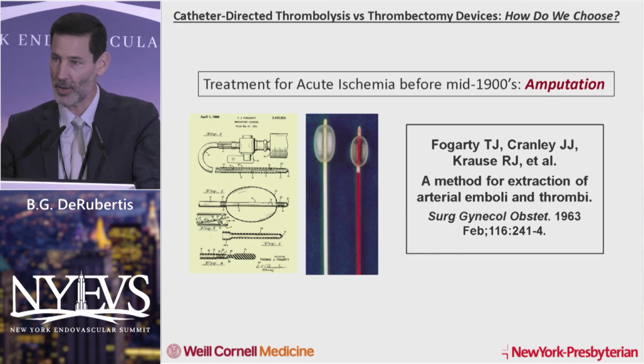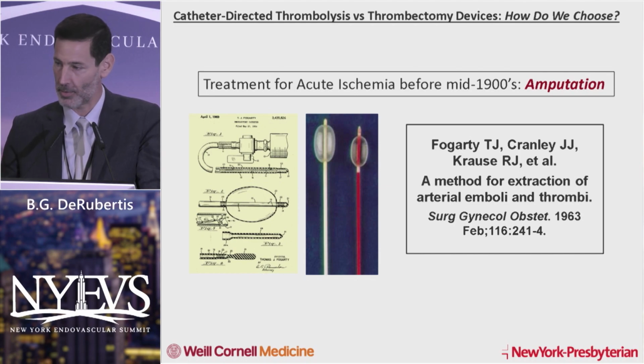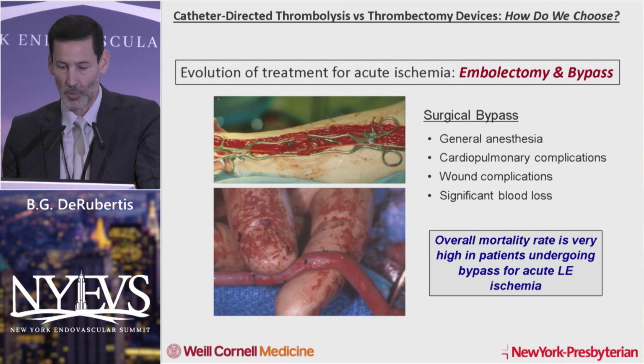Prior to the 1900s or mid-1900s, really amputation was the only treatment for acute ischemia. That changed with the Fogarty catheter shown here, which is basically a red rubber catheter with a part of a finger of a glove attached to it that John Fogarty developed. That was developed in tandem with evolving techniques of surgical bypass in the 50s and 60s that really helped us do something other than amputations for these patients.